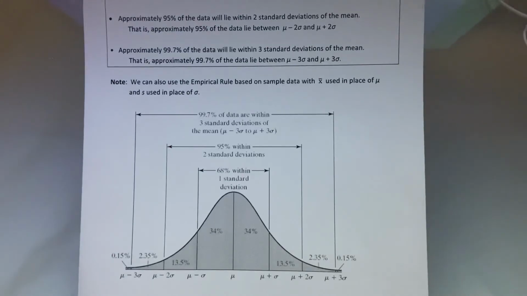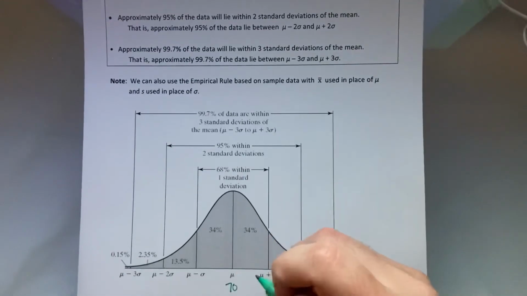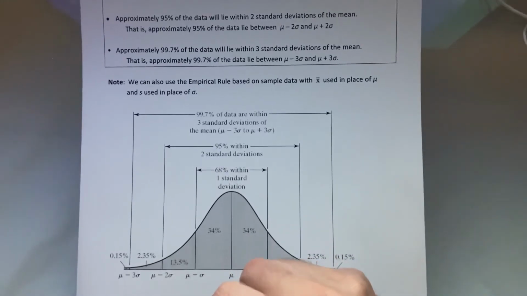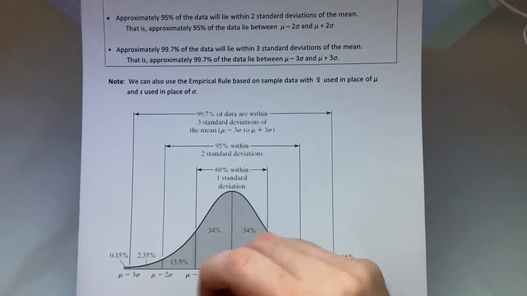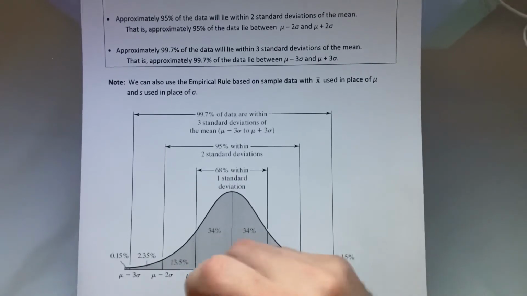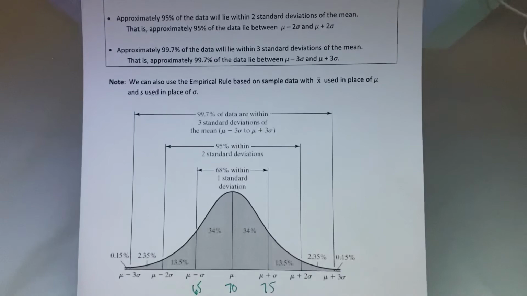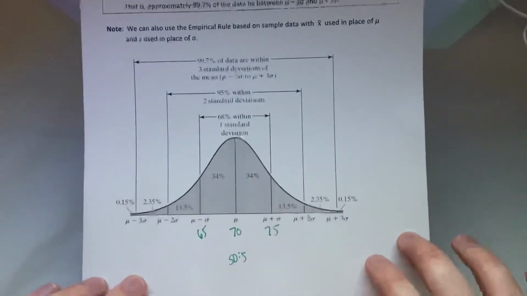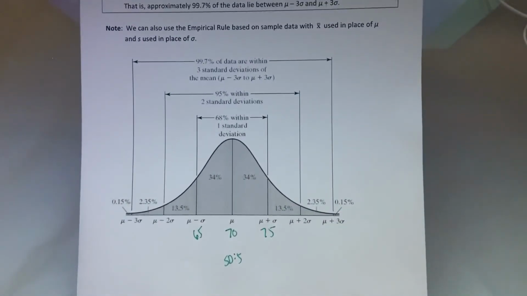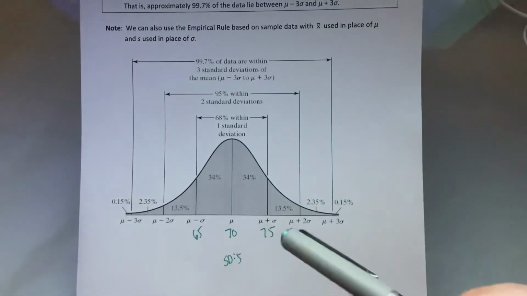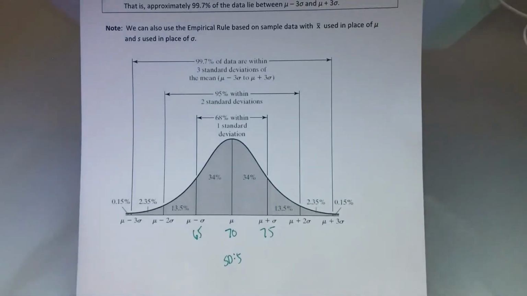average score on the test was 70, and that standard deviation was 5. If you want to go down a standard deviation, it would be 70 minus 5 to 65. Up a standard deviation would be 70 plus 5 to 75. So let's say these are the expected scores on the test. It means 68% of the scores should be between 65 and 75. Now, I prefer that not be the case ever, but it could happen.